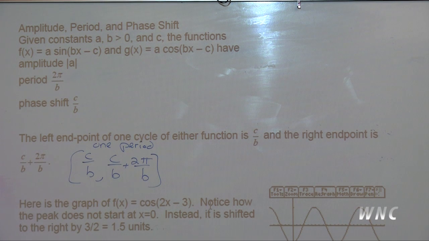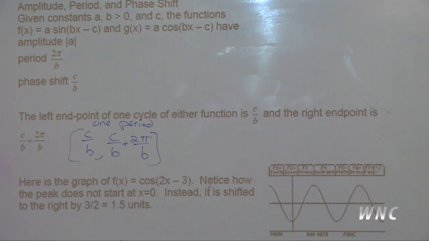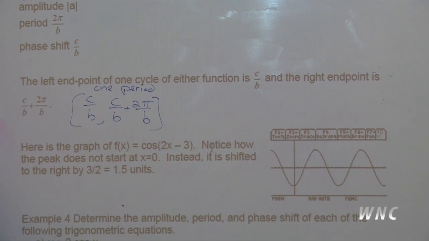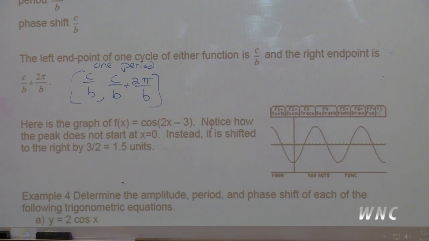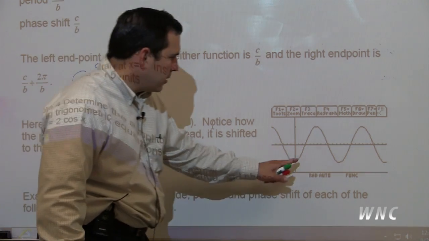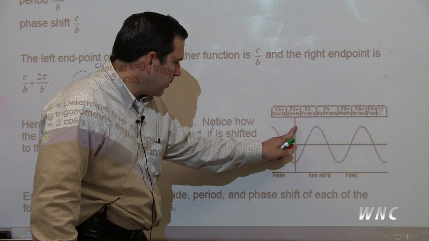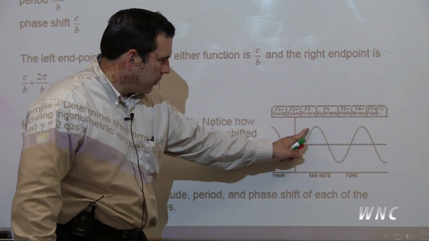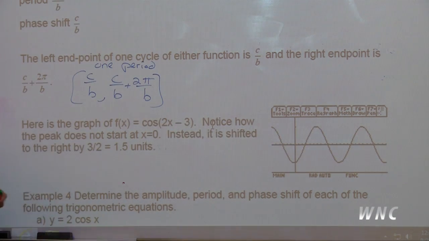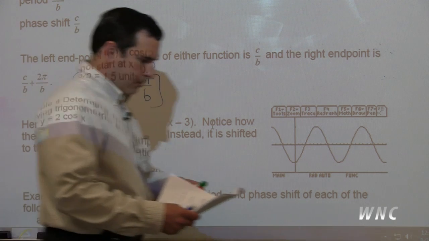Here is the graph of f of x equals cosine of 2x minus 3. So notice how the peak does not start at x equals 0. It is shifted by 3 over 2, 1.5 units. So it should start here, but its peak is there. Let's go on to example 4 here.